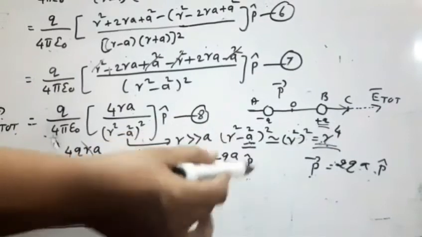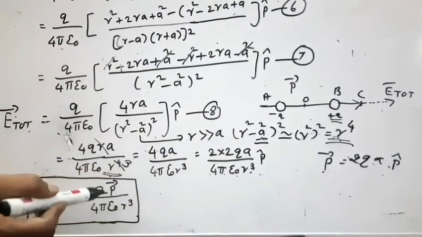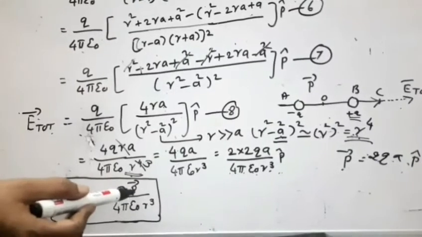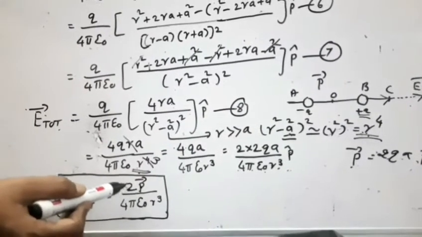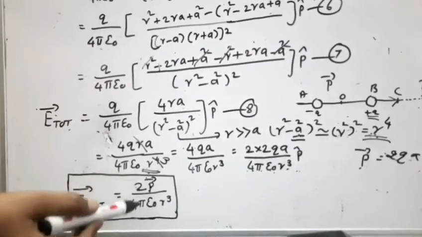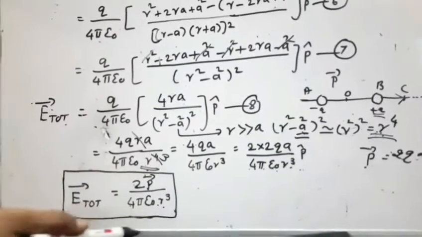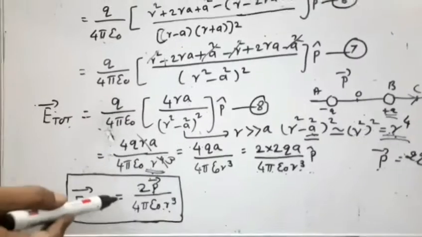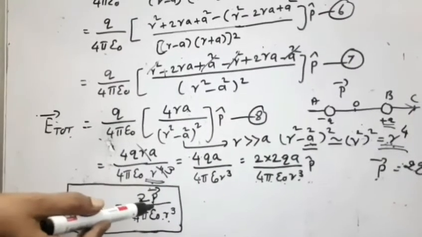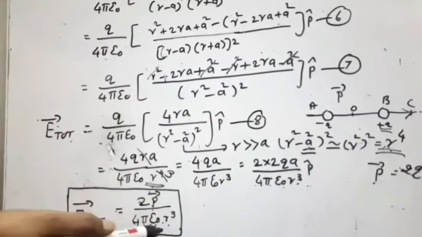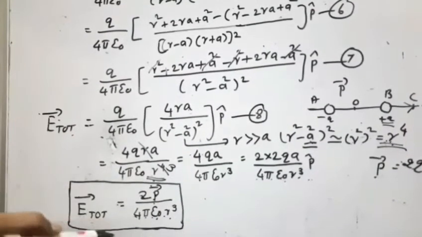So instead of this 2Qa P vector, we write P vector. Therefore, 2 P vector divided by 4 pi epsilon naught R cube. The final answer is E total equals 2 into P vector divided by 4 pi epsilon naught R cube. This is for the axial line.